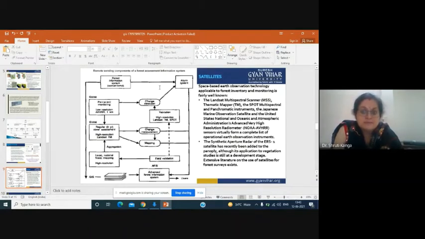Space-based earth observation technology is applicable to forest inventory and monitoring, and is fairly well known through the Landsat data set. We are using thematic mappers, SPOT, panchromatic, and different satellite images. We are using NOAA, the LISS data sets, and different series of IRS. We are also taking into consideration the Cartosat data sets. So these are different kinds of data sets. Other than that, we are also taking different topographical data into consideration.